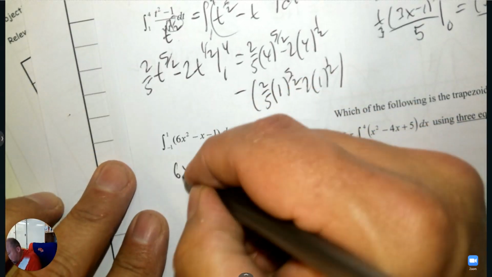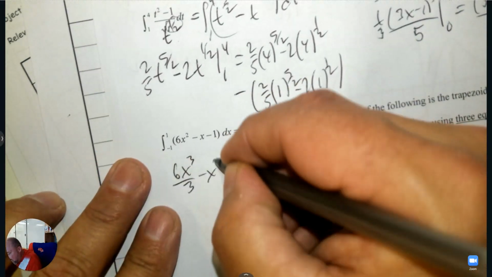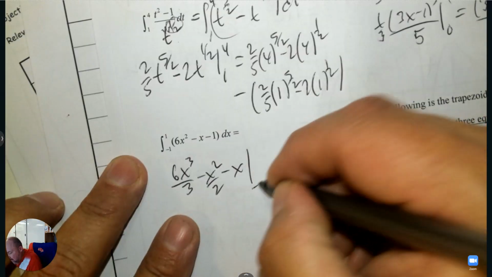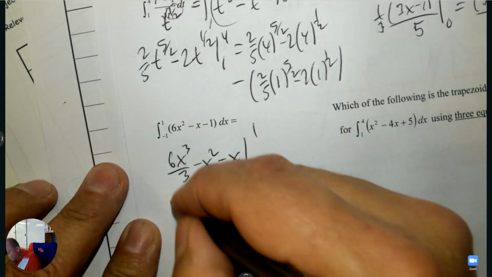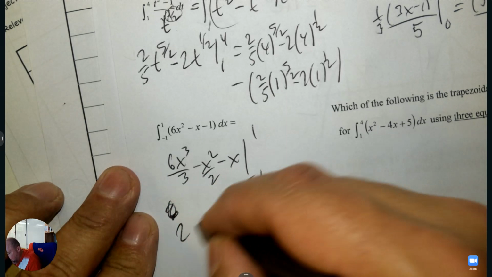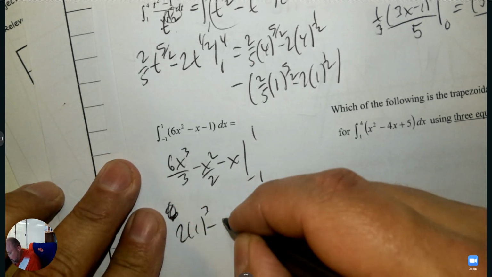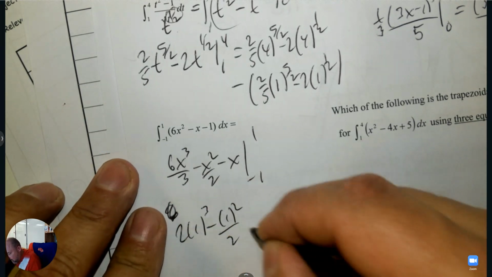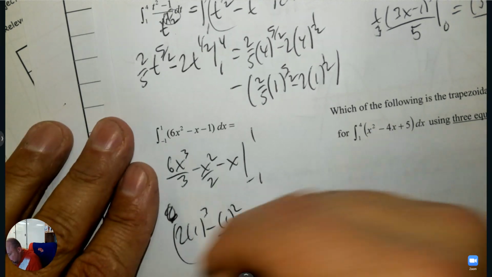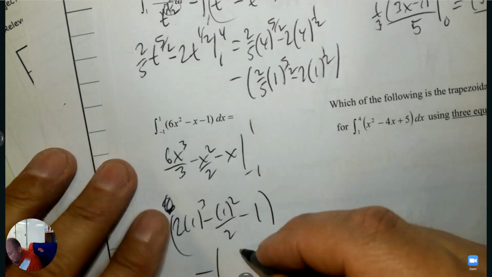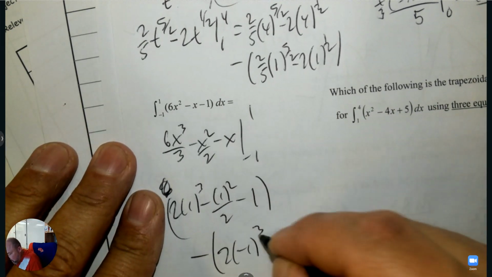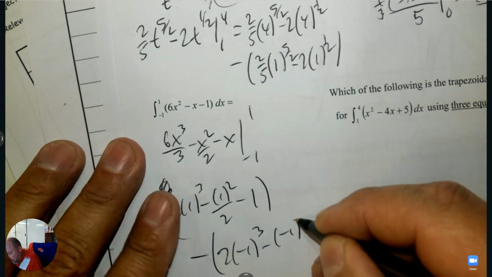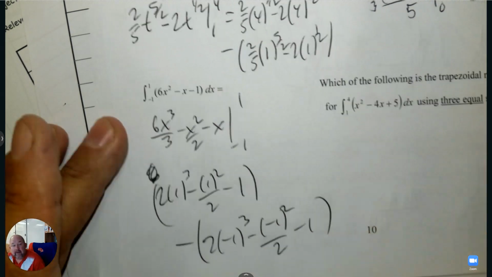All right, integrate this. Add 1 to the exponent and divide. Add 1 to the exponent and divide from negative 1 to 1. We're going to plug in 1 first. I'll simplify. It's 2. Then plug in negative 1. And you have your answer.